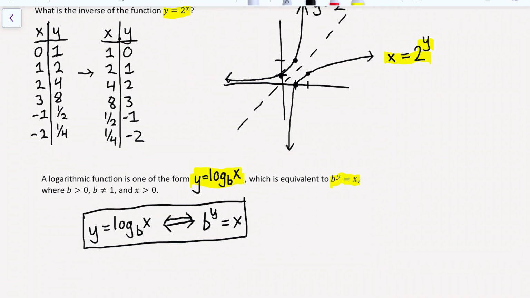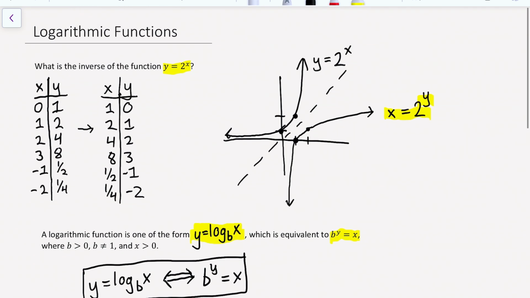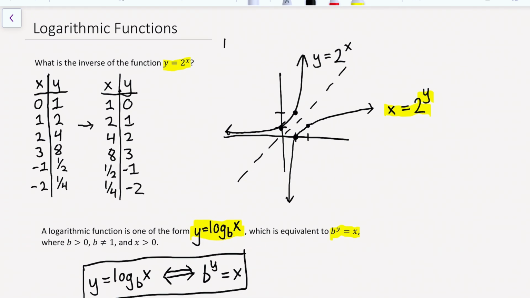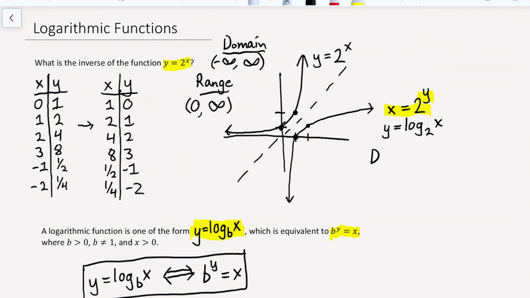One thing we've learned about inverse functions is that the domain and the range are switched from the original function. So you will recall that an exponential function has a domain and range. The domain is all real numbers, and the range is from 0 to infinity. So our inverse function, y equals log base 2 of x, has a domain of 0 to infinity and a range of all real numbers.